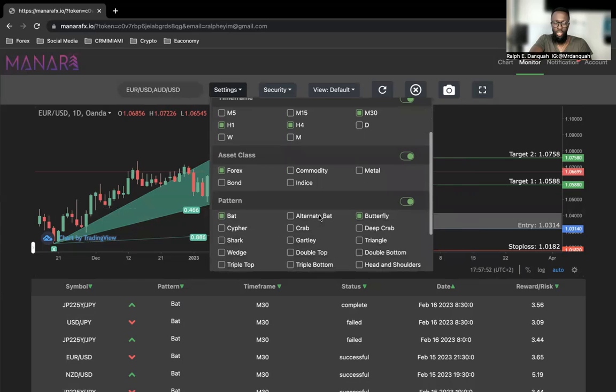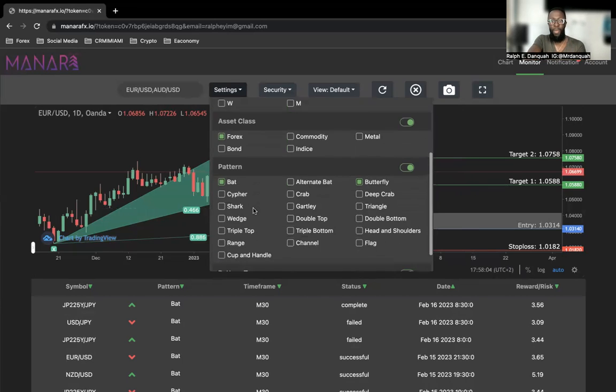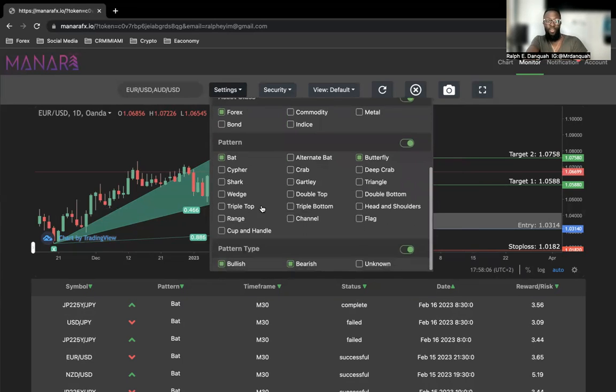Okay, then the asset is basically the type of market that you're trading. If you're trading Forex, commodity, metal, indices, bond, whichever one you do. And then we have patterns. You can see that we have a whole bunch of patterns. Now, we do have successful patterns, or patterns that are more successful than the others. Let me actually show you how they look.